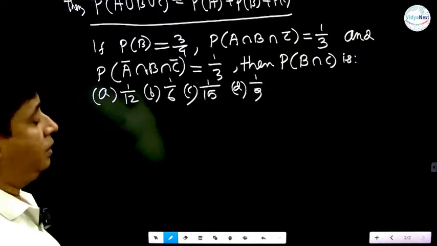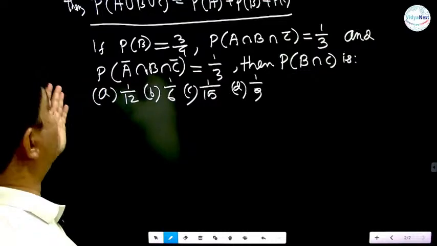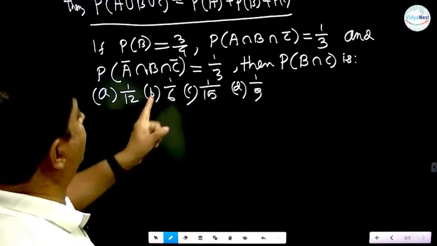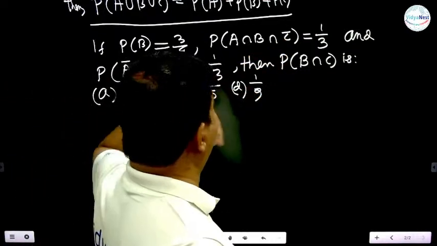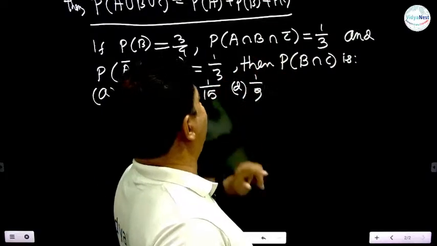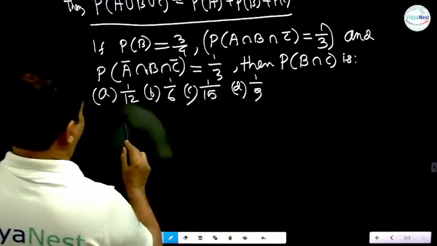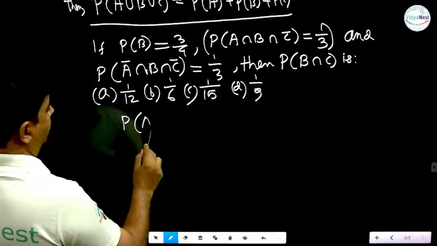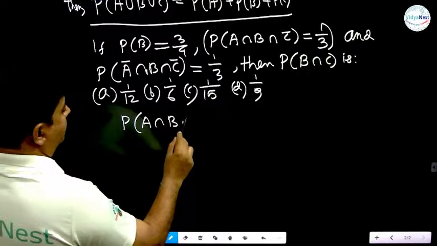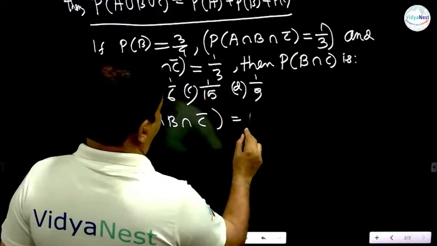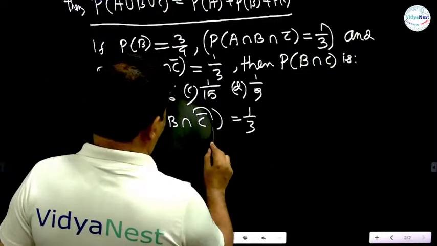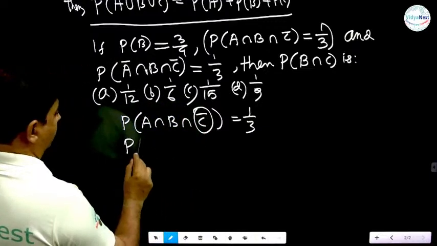See, a few minutes ago we discussed this concept. If there is C bar, C complement, I will write S minus C. So first we'll choose that result. P of A intersection B intersection C complement. Now instead of this C complement, we can write S minus C.